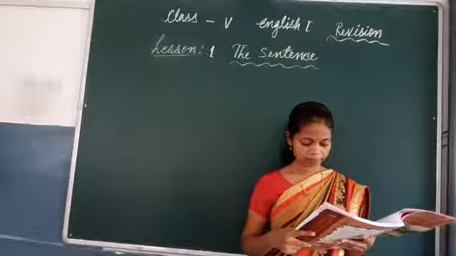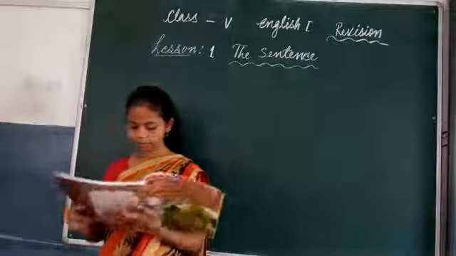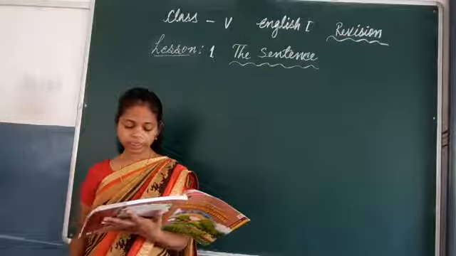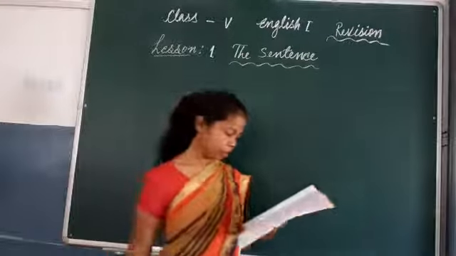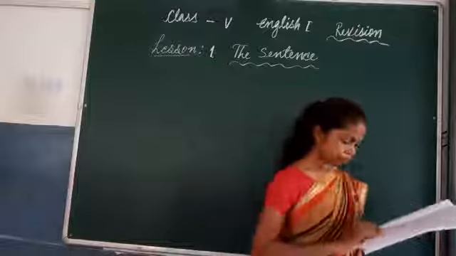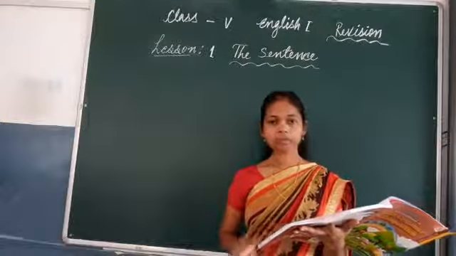Type of sentence, functions and examples. First number, assertive or declarative sentence. Its function is that it states or declares a fact.